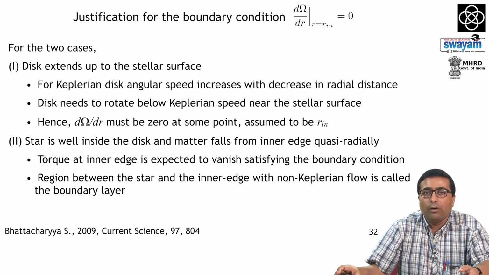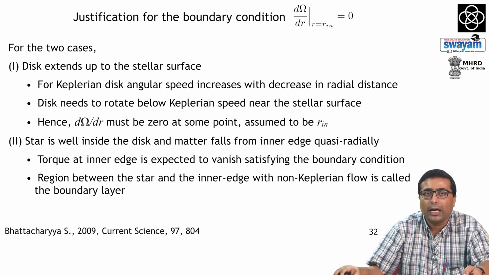On the other hand, for the second case, that is when the star is well inside the disk and the matter falls from the disk inner edge towards the star quasi radially, the torque at the disk inner edge is expected to vanish. It, however, may not happen exactly in reality, but it can be true more or less, and this would make d omega/dr equal to 0. So, in either of these cases, d omega/dr can be 0 at a point very close to the stellar surface, which is the disk inner edge r_in. Thus, we justify this boundary condition d omega/dr at r equal to r_in equal to 0.